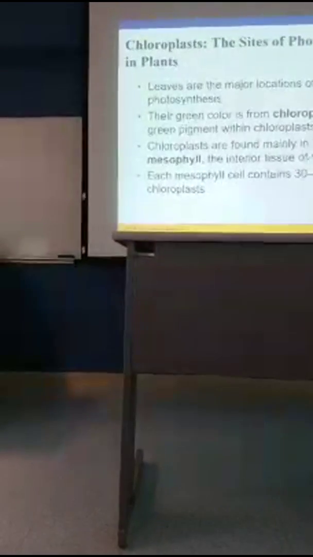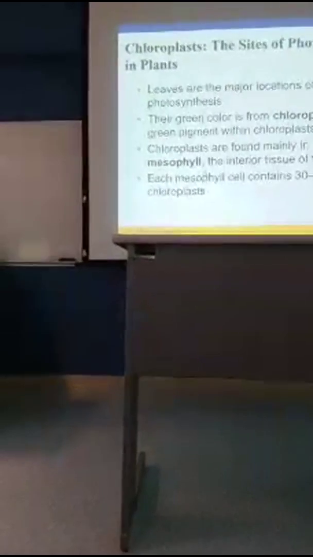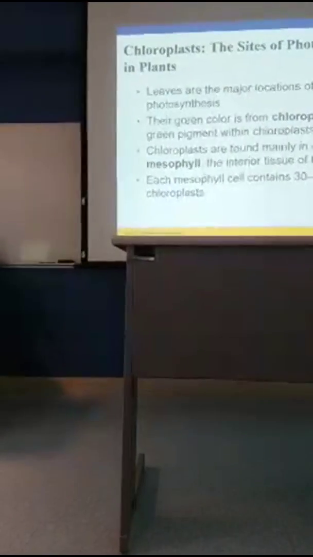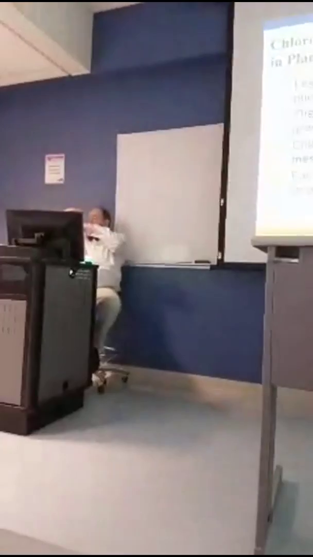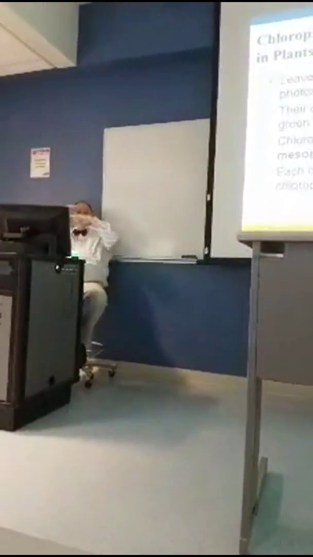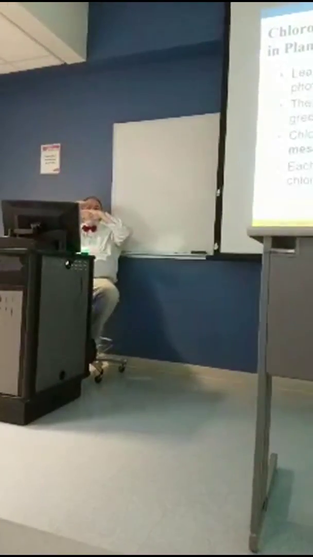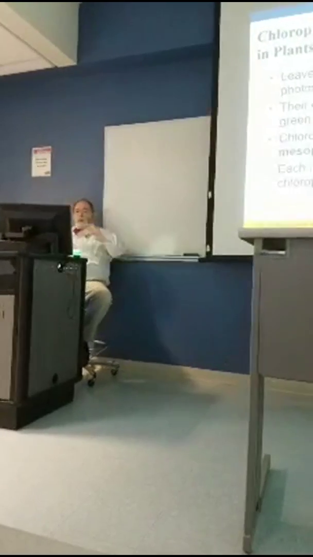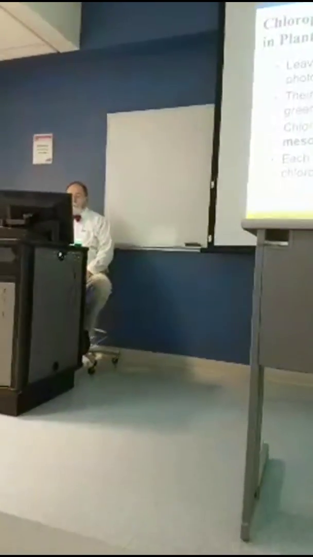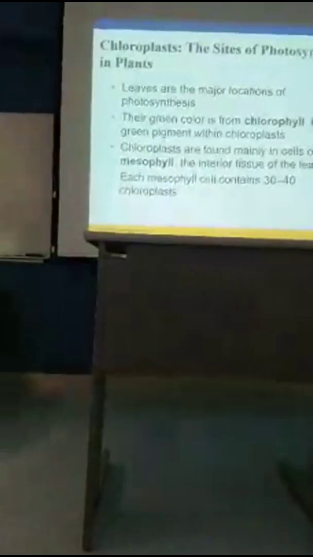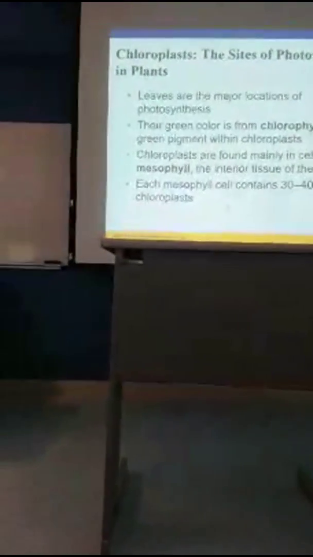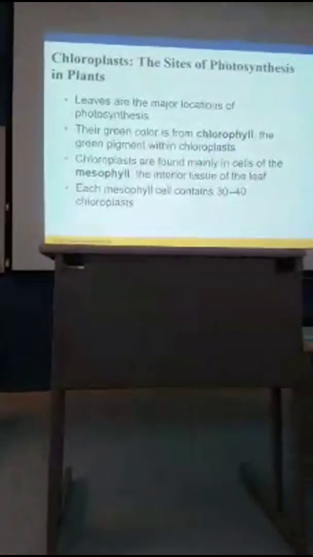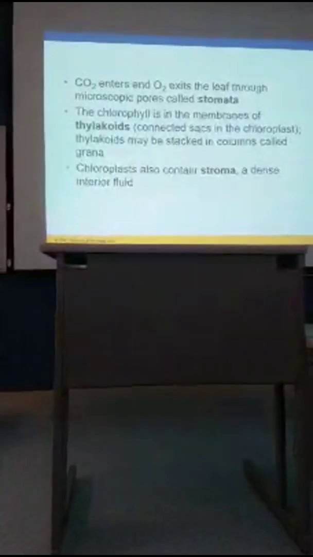Chloroplasts are found mainly in cells in a specific layer. Think of a sandwich, and think of the internal parts of the sandwich as being the mesophyll, the middle layer. That's where the chloroplasts are located. And as it says, every mesophyll cell contains 30 to 40 chloroplasts, so there are a lot of them.